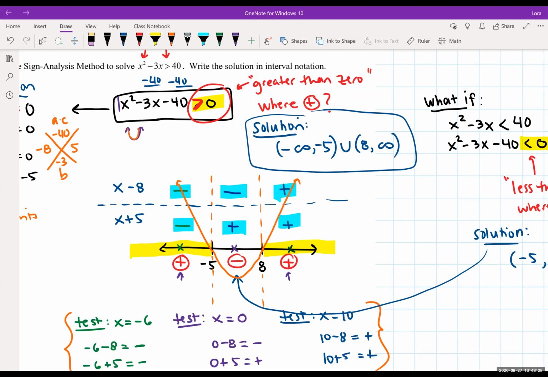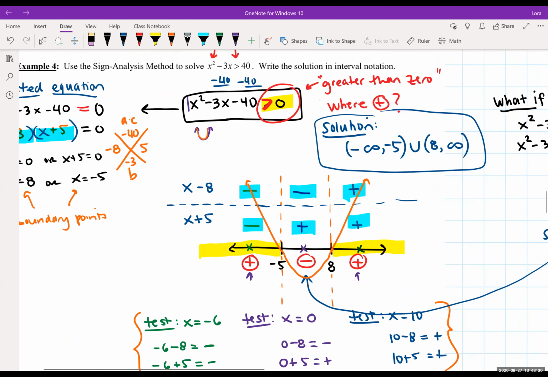We will be recycling the sign analysis method over and over again, so it's really to your benefit to try to learn it now. So hope this helps. See you for the next example.